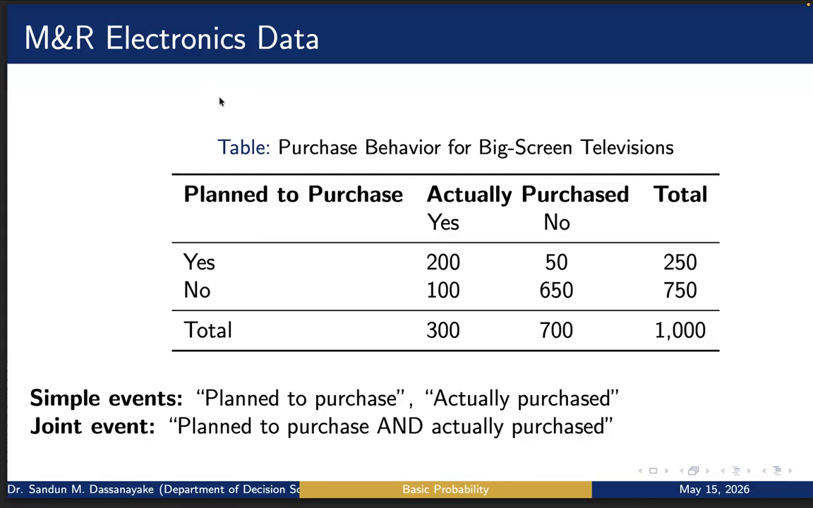Actually purchased, they have 300 actually purchased and 700 who actually did not purchase. But in the case of a joint event, plan to purchase and actually purchased, that is the two yeses. So they actually purchased it, yes, 200, and plan to purchase, yes, 200. So the intersection between plan to purchase and actually purchased, this 200, is the AND logic.